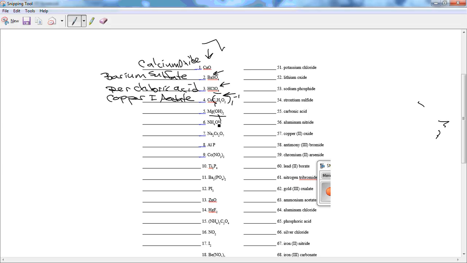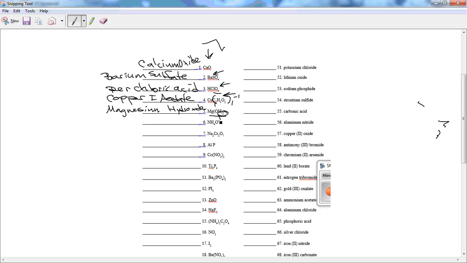Okay, magnesium is not a transition metal, but it is a metal, so it's easy. Magnesium hydroxide. I don't need to include this 2 anywhere because we already know magnesium is a +2.